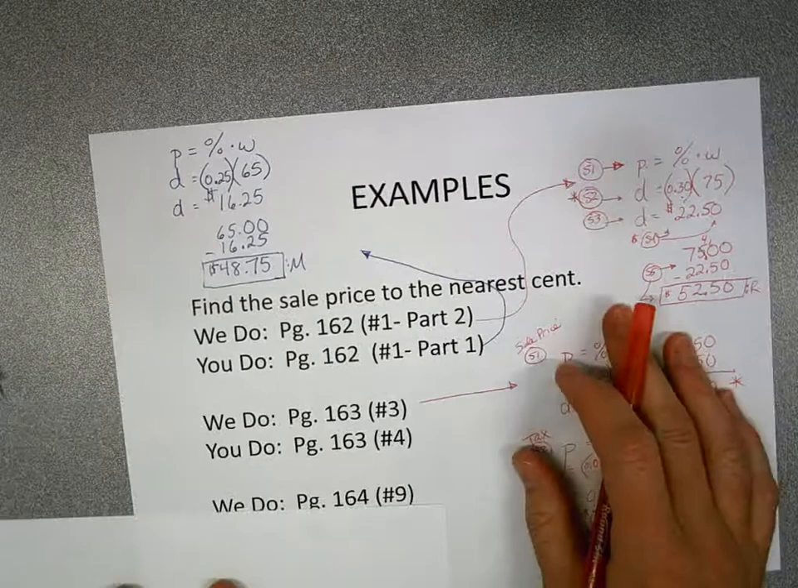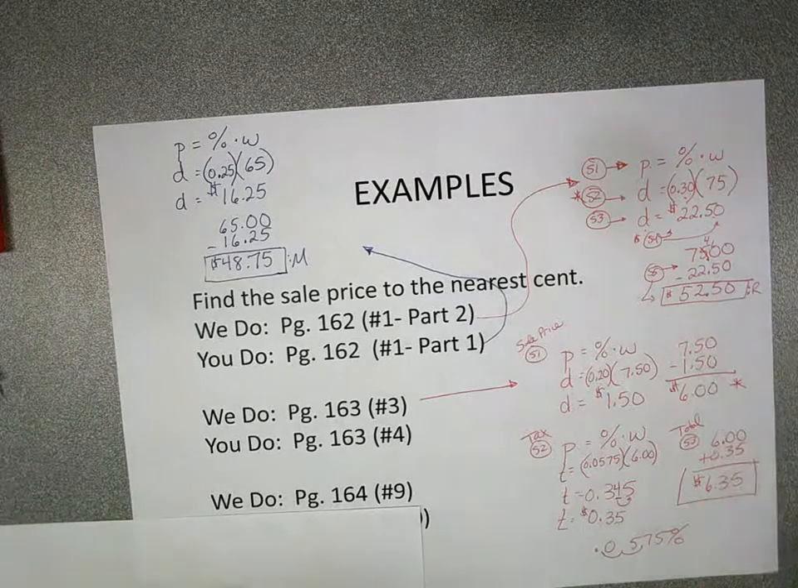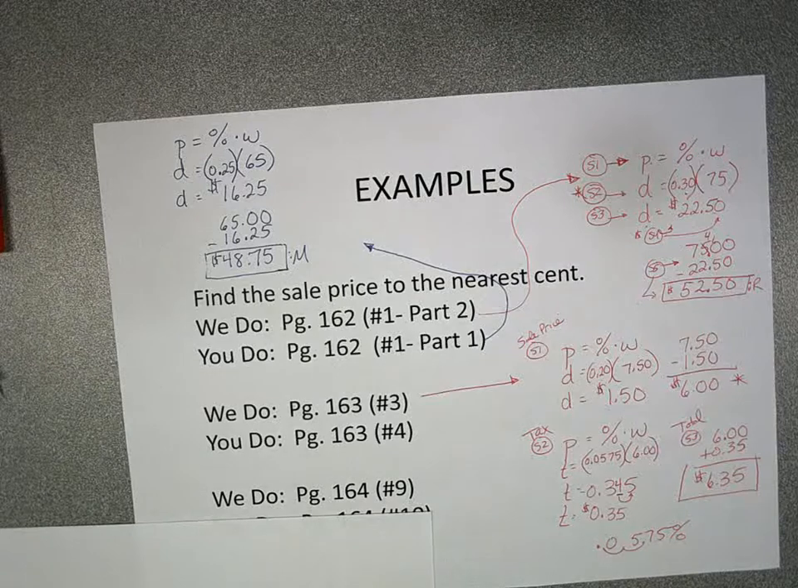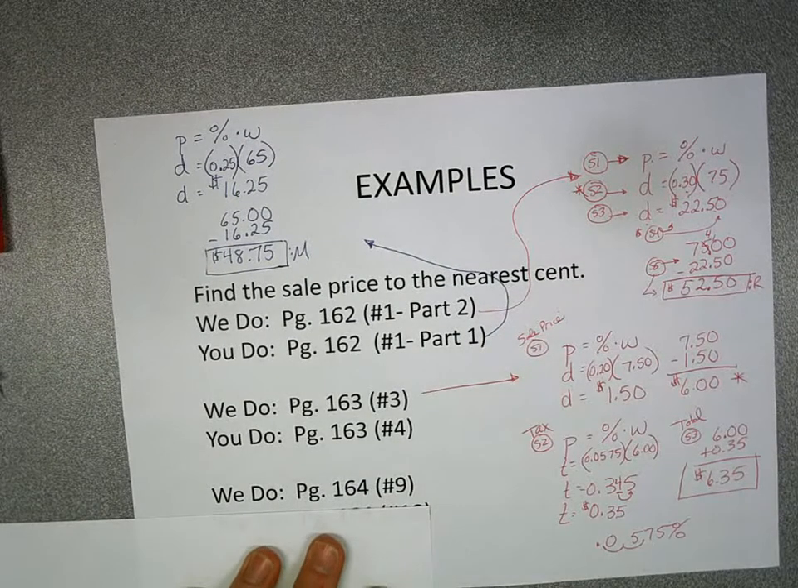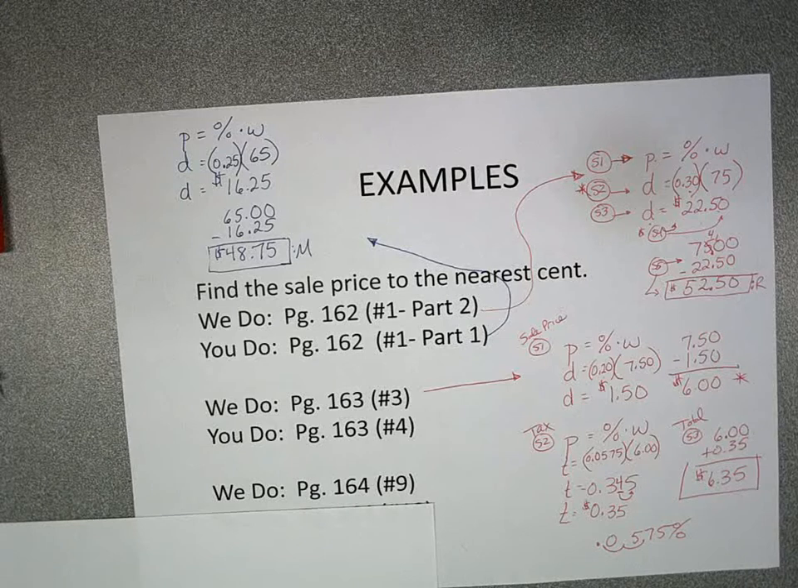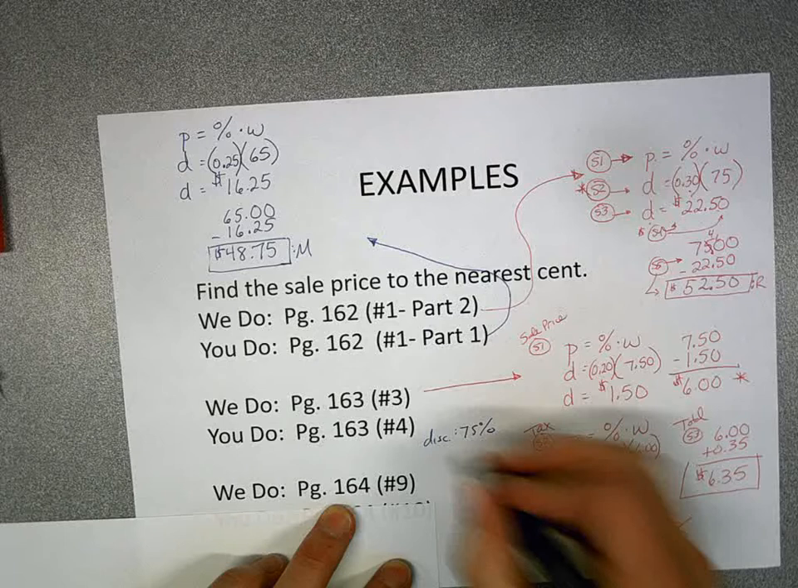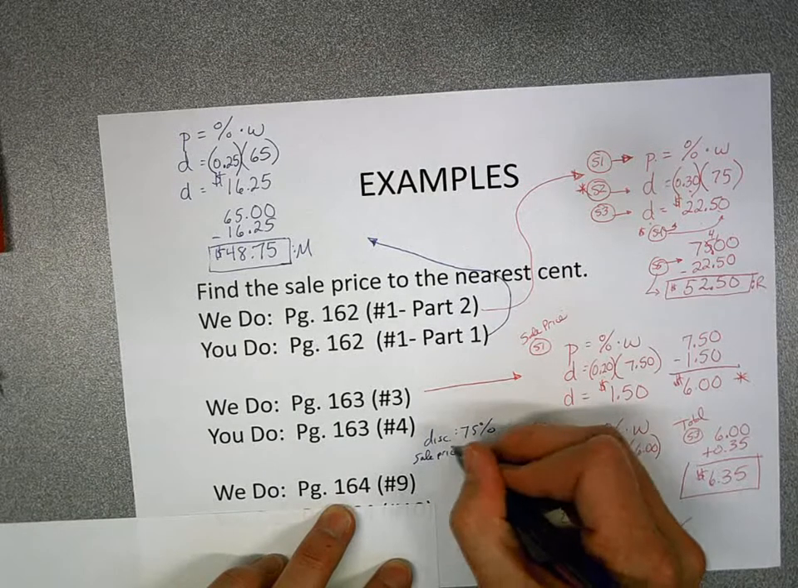So, here we go. Let's take a look at problem number 9 on page 164. All right, let's close read the directions. Find the original price to the nearest cent. Look at number 9, it says the calendar has a discount of 75%. And it says that the sale price is $2.25.